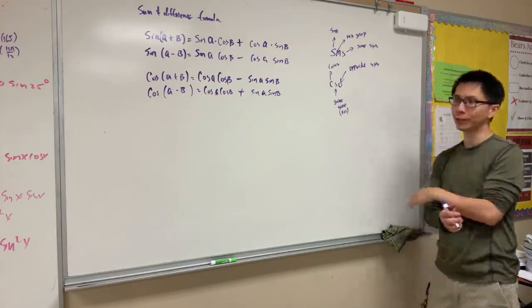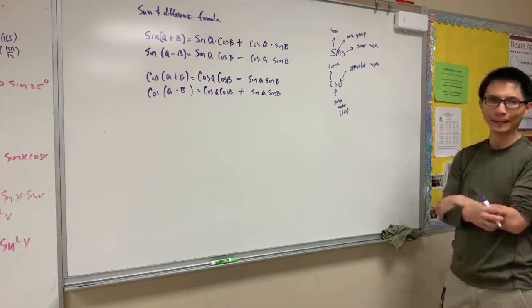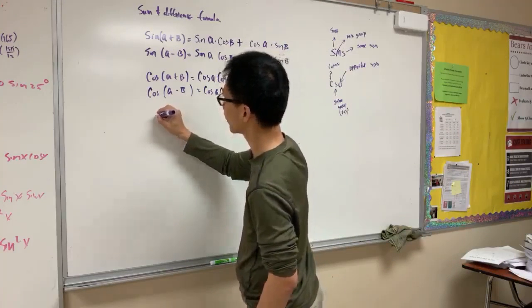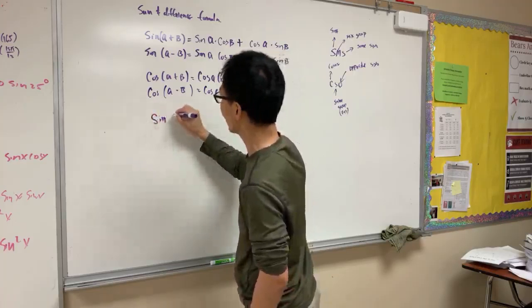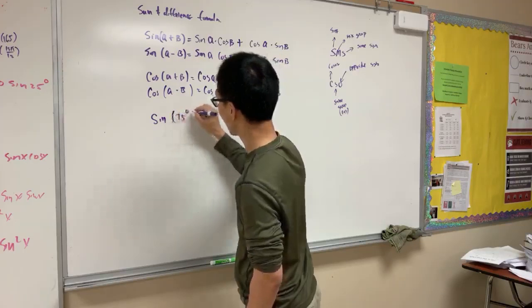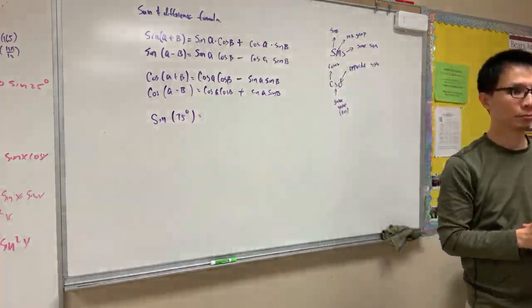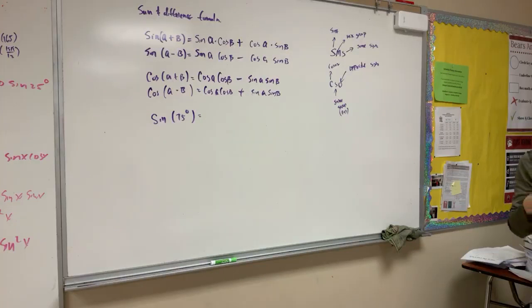Now what we're going to do is we're going to ask you to evaluate this: sine of 75 degrees. Well, we know 75 is not on the unit circle, because on the unit circle we have 60, we have 90, but we didn't have 75, right? So this must be a combination of two angles that gives me 75. Those have to be on the unit circle.